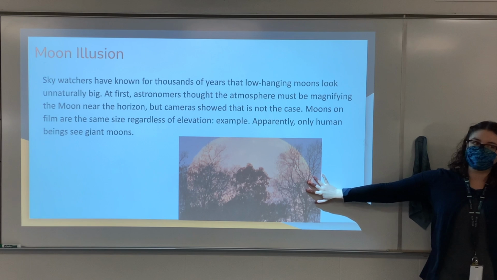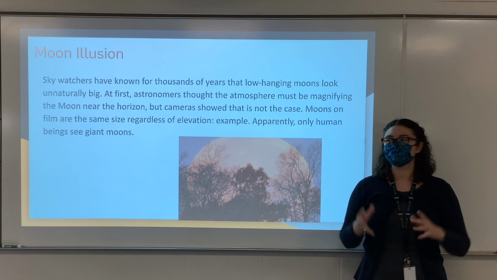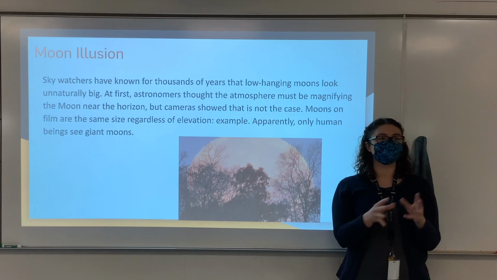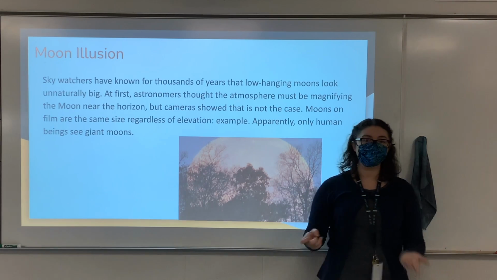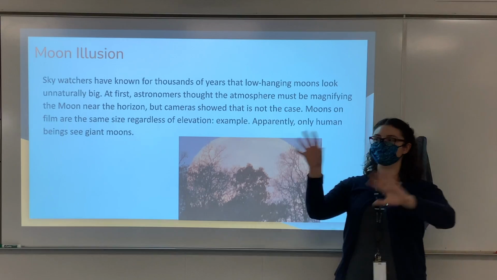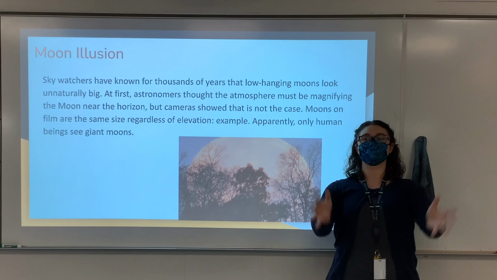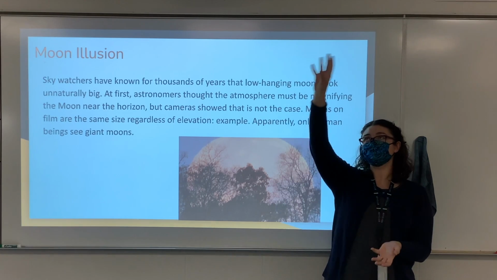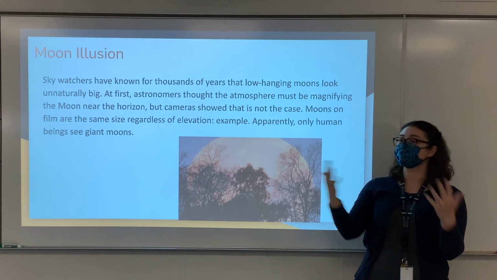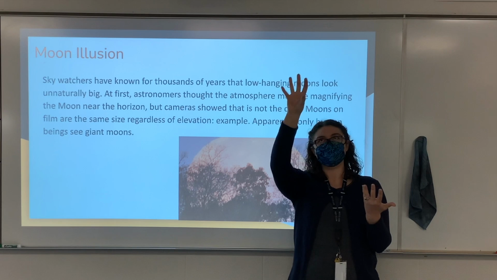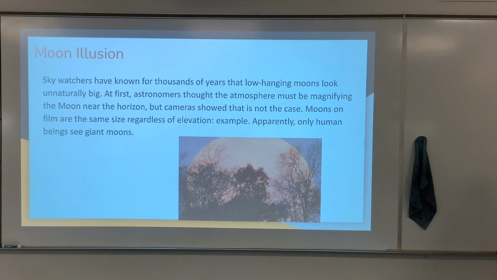Now, the reason we perceive it as being so much larger on the horizon is because the human brain is designed to judge the size of things in comparison to other things. When the moon's on the horizon, it's close to trees and buildings and lots of other things like that. So we can see that, compared to those things, the moon is huge. But once the moon's high up in the sky, there's not really anything left for our brains to compare it to, and so our brains perceive it as being smaller. So it's just one of those fun optical illusions.